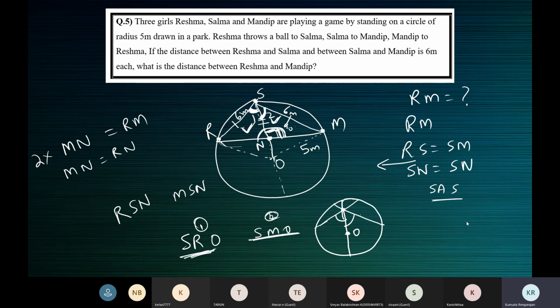So what are the results you are interested in through CPCTC? Ma'am, RN is equal to MN. Yeah, you want to prove that N is the midpoint because we need to find the length of the line segment RM. This is what we need to find. So if we prove that N is the midpoint of RM, instead of finding RM, we can find MN alone, double it and get RM. Or we can find RN alone, one half. To find RM, if you prove that N is the midpoint of RM, then it's easy. You can find one half of it and double it to get RM.